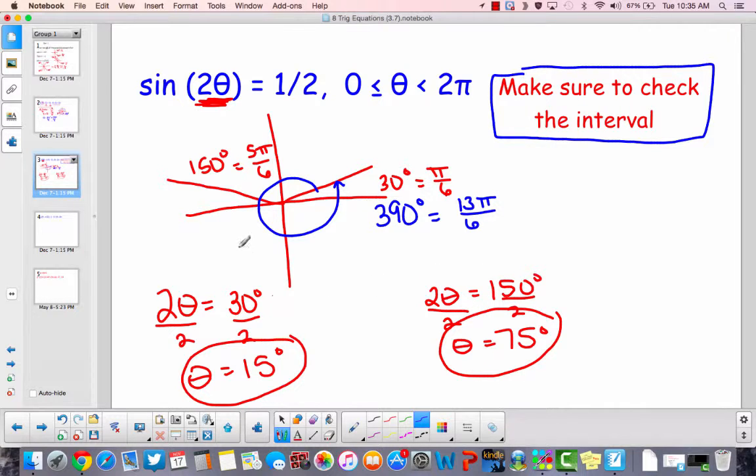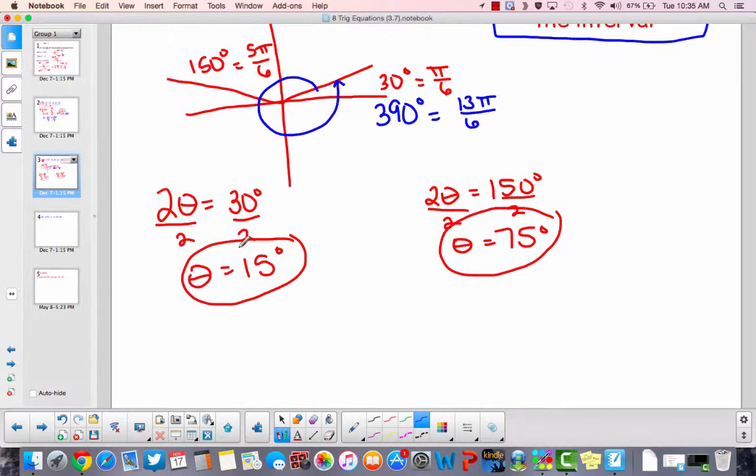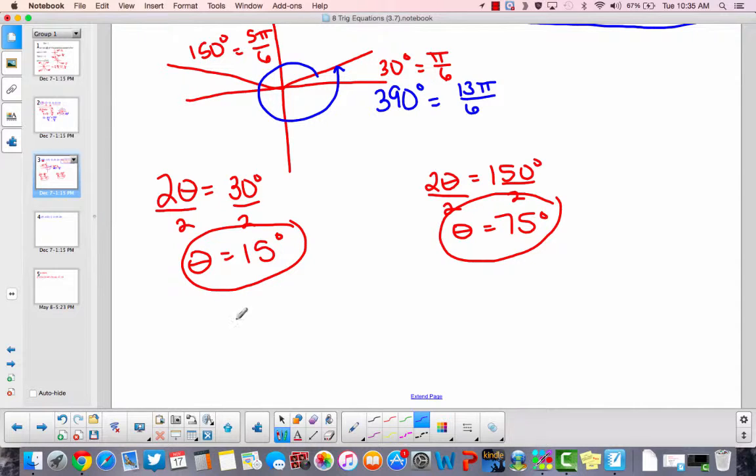Okay. Well, let's set this up. Let's check it and see. Okay. 2 theta would be 390 degrees. Solve that. Divide both sides by 2. And theta is, let's see, that would be 195 degrees, I believe.